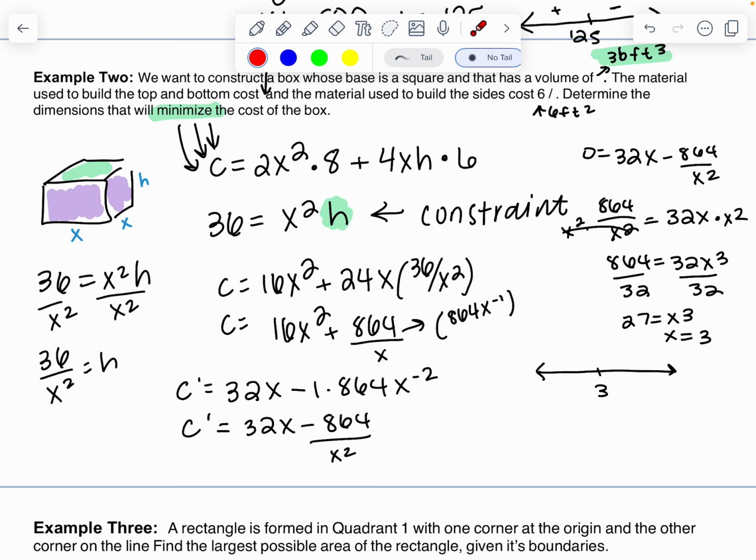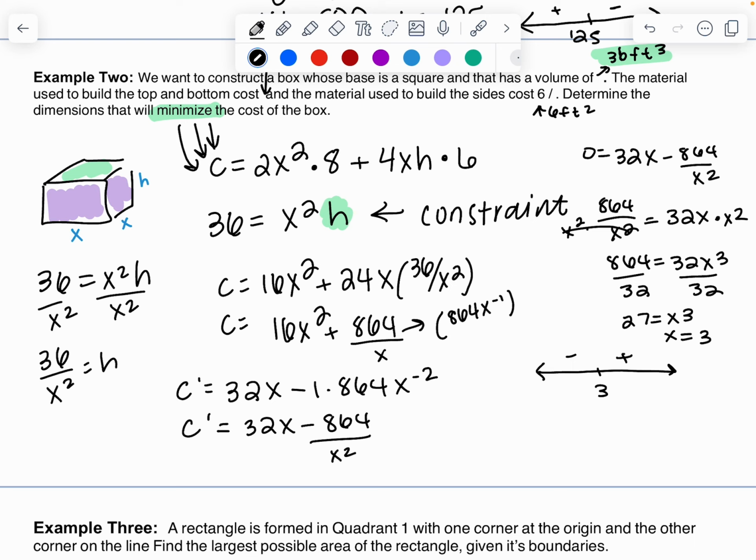We can go ahead and think about it. 32 times 4 is 128. 864 divided by 16 is 54, so this will be positive. And then let's say we plugged in 2, that would be 64, and then 2 squared is 4. 864 divided by 4, definitely 64. This becomes 216, so that'll be negative. So there is a minimum at 3.